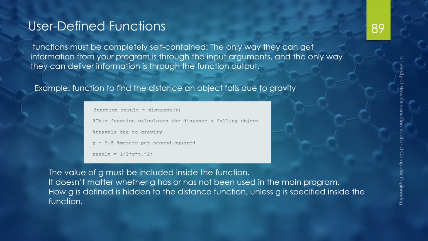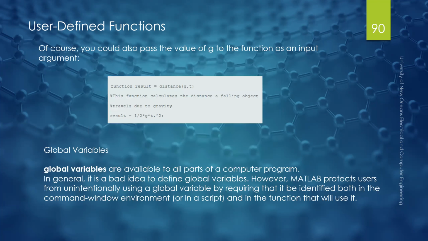So in this case, g must be included inside that function. Of course, you can also pass the value g to the function as an input argument. For example, here, instead of just using t as the argument, we can give it g also as an argument. And in that case, it's another way of making that value available. And the result will be computed the same way.